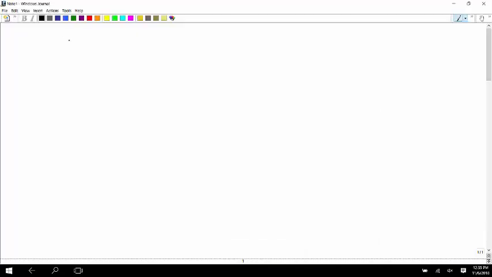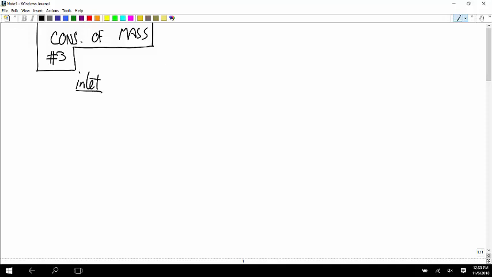So, conservation of mass number 3. It's refrigerant 134A. That's something that we have tables for. It enters the condenser refrigeration system with a steady state. So we have an inlet and exit. At the inlet, the pressure P_i is 9 bar.